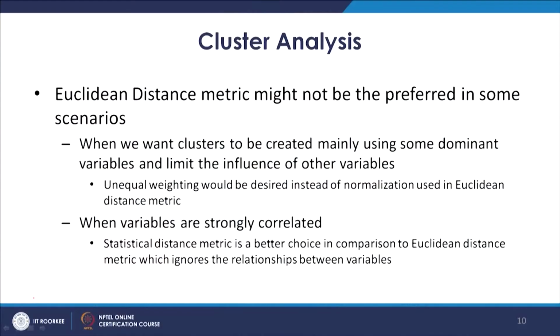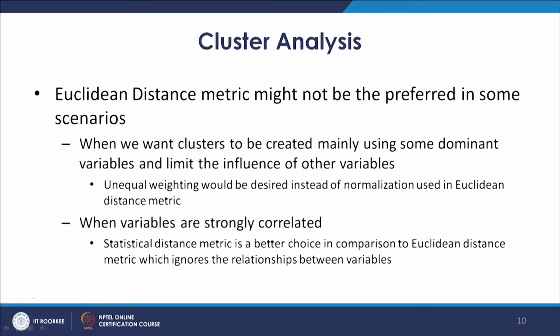So some of these scenarios that we talked about, some of the regions that we talked about, we will be able to understand them better after these few points. So these few points are related to Euclidean distance and how it might not be the preferred metric in some scenarios. So what are these scenarios? So when we want clusters to be created mainly using some dominant variables and limit the influence of other variables.